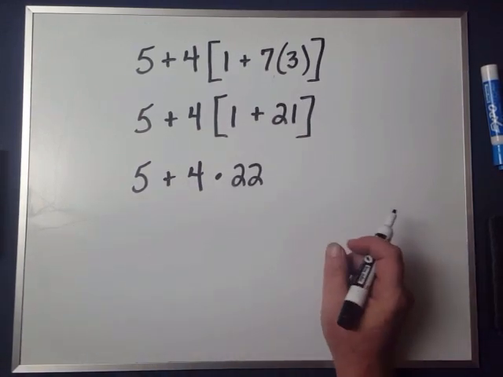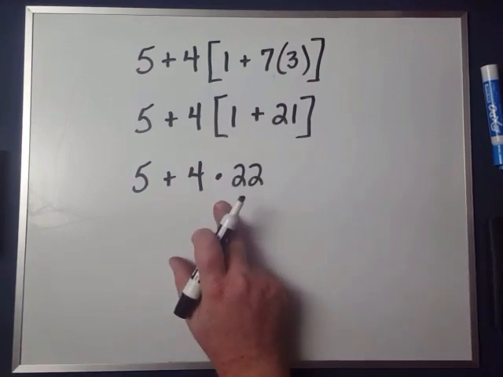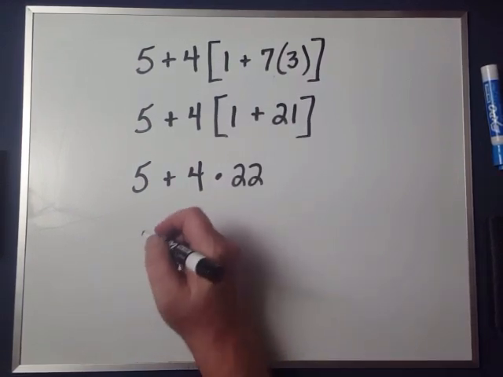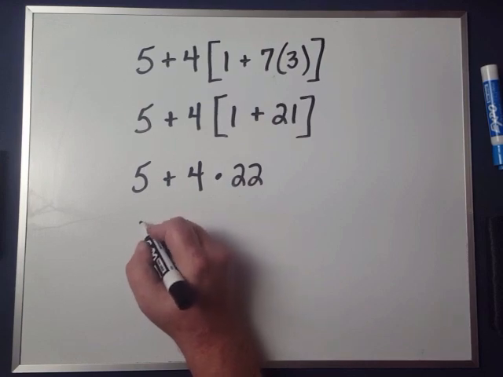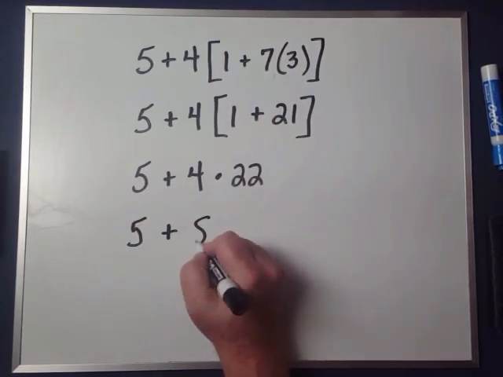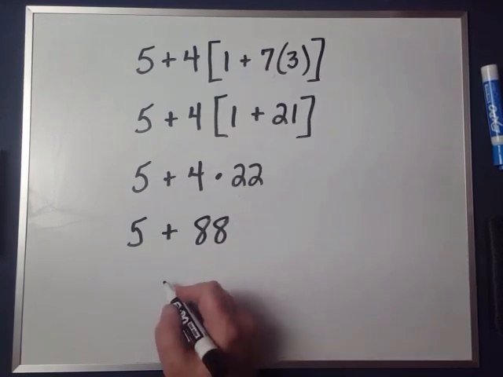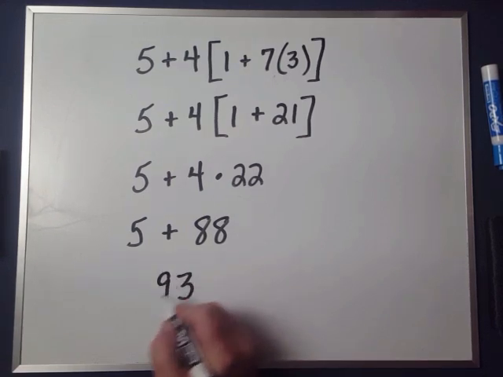So now we look at the rest of what we have here. And again, we have a choice. Add or multiply. Multiply outranks adding in the order of operations. So multiplying 4 times 22 is 88. And finally, the only thing left to do is this addition. 5 plus 88, a total of 93.